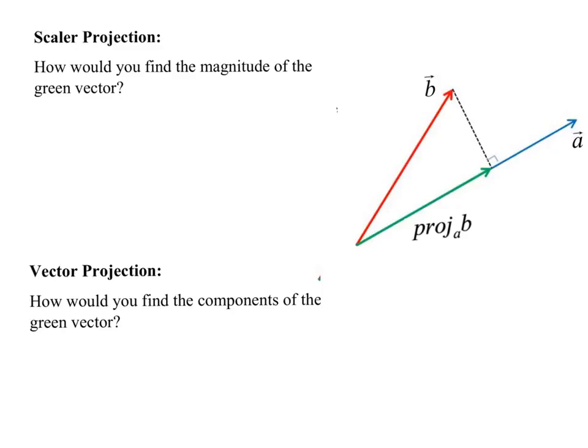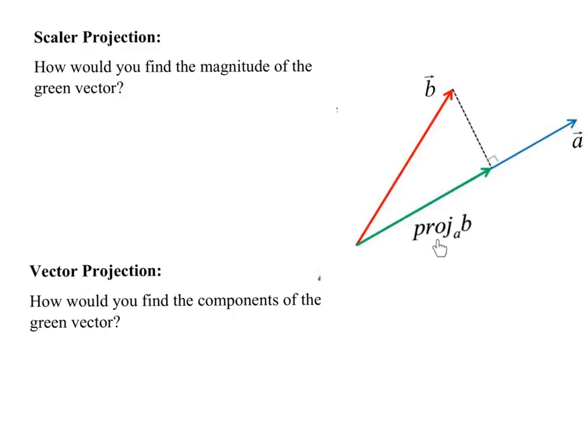In this video, we're going to talk about scalar and vector projections. A scalar projection is simply a scalar, a length. And a vector projection, of course, is an actual vector with new components. So let me explain some of the notation and then what we're trying to find.